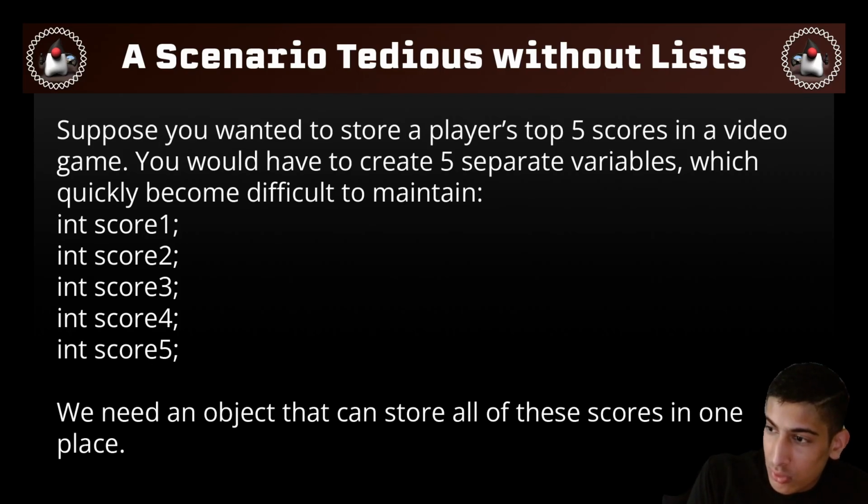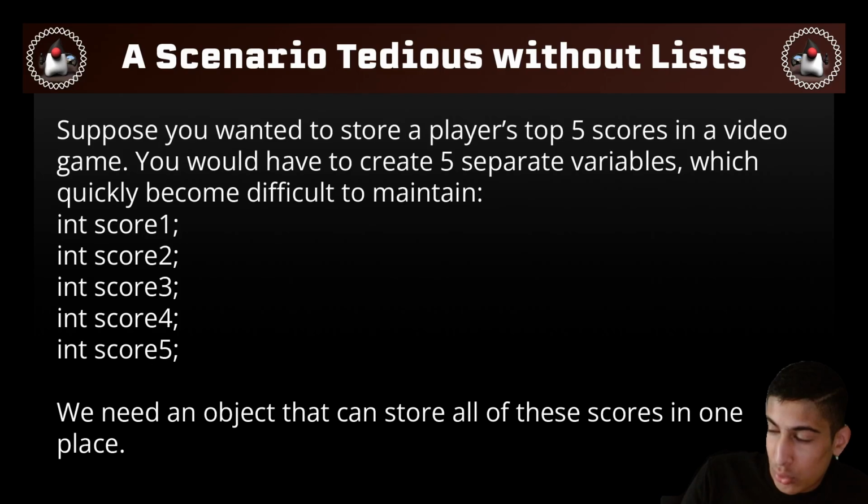So, for example, as a potential situation where this is required, if we wanted to store a player's top 5 scores in a game, we'd have to create 5 separate variables if we're just using the concepts that we learned previously. So these would probably be integer variables, and there would be 5 of them. And quickly, these 5 variables all have to be updated when a new high score is added. And this can quickly become really difficult to maintain.